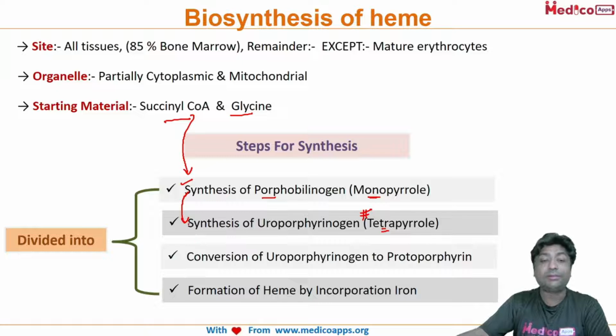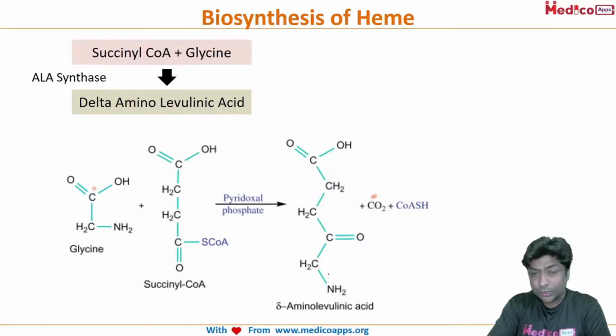The third step is when we convert this uroporphyrinogen into protoporphyrin. And the last step is when we add iron to this protoporphyrin, making it heme. So these are the 4 steps of synthesis of heme. Let's look at the first step.